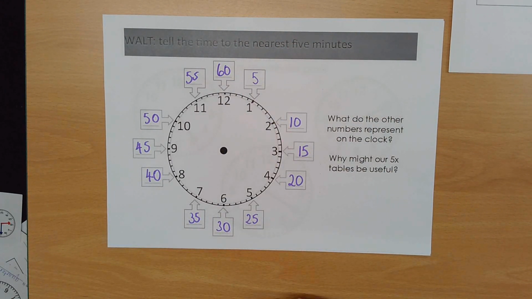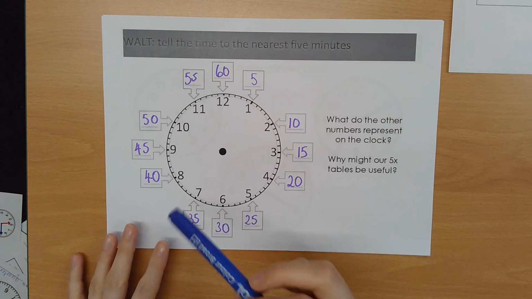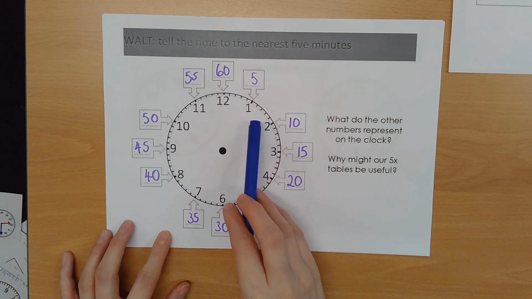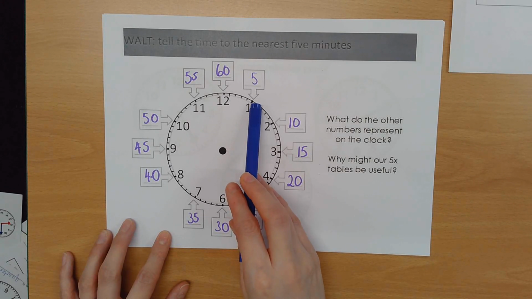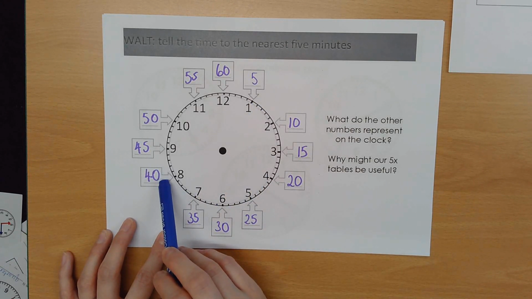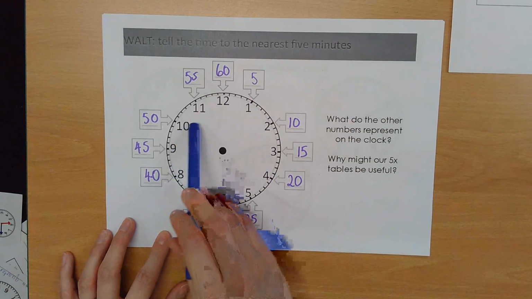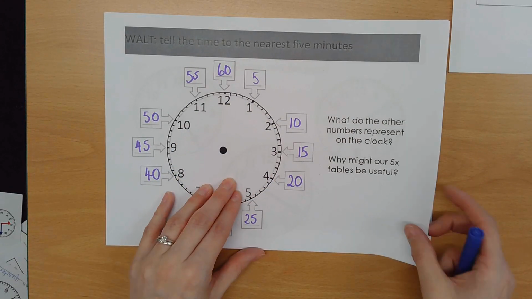So that might seem nice and straightforward. I can use my 5 times tables to help me, but then when we're telling the time in words, it gets a little bit trickier when we're looking at this side, because I could say it is 5 past an hour, but I don't tend to say it is 40 minutes past, okay, because we use our past and our to. So we're just going to look a little bit more at that now.